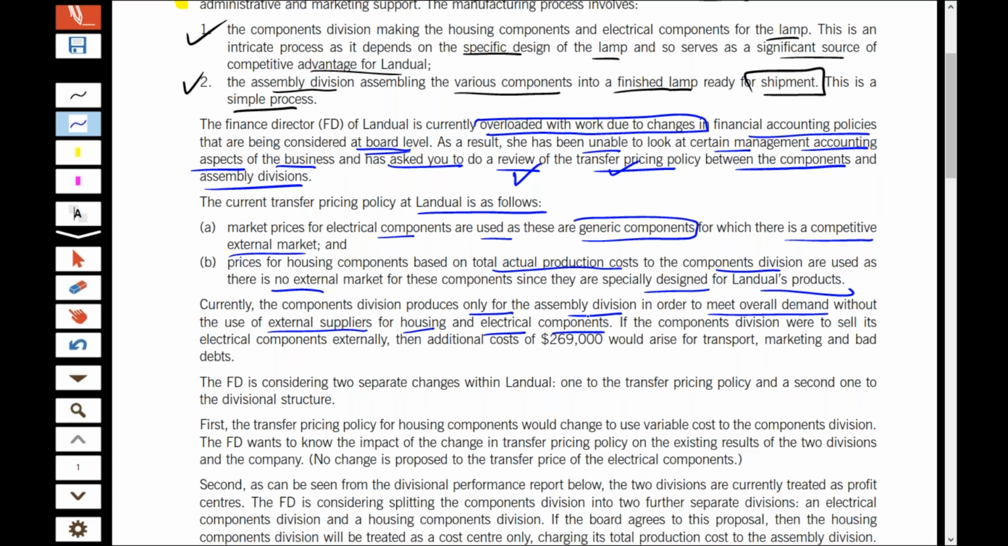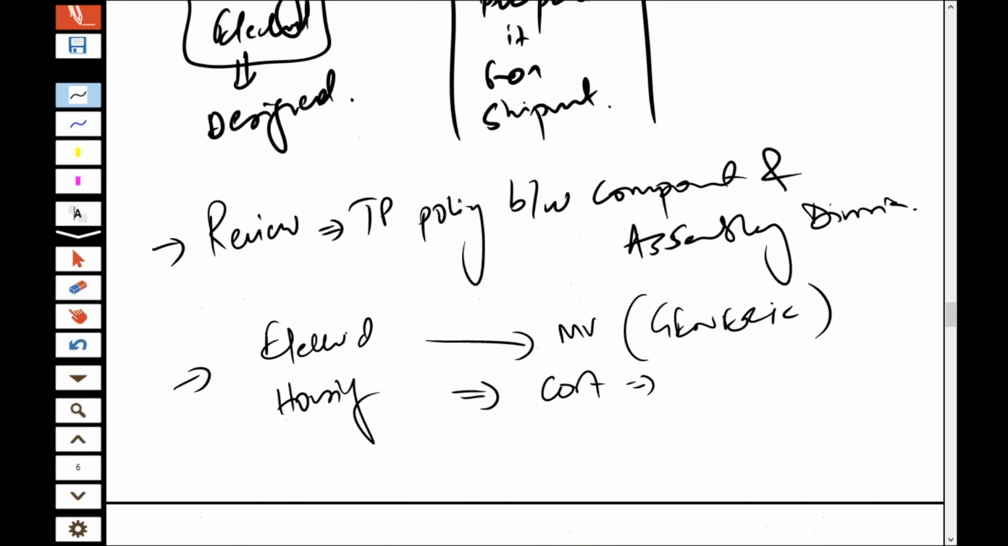If the component division were to sell its electrical component externally, then additional cost would arise for transport, marketing, and bad debts. So the savings due to selling internally is 269,000.